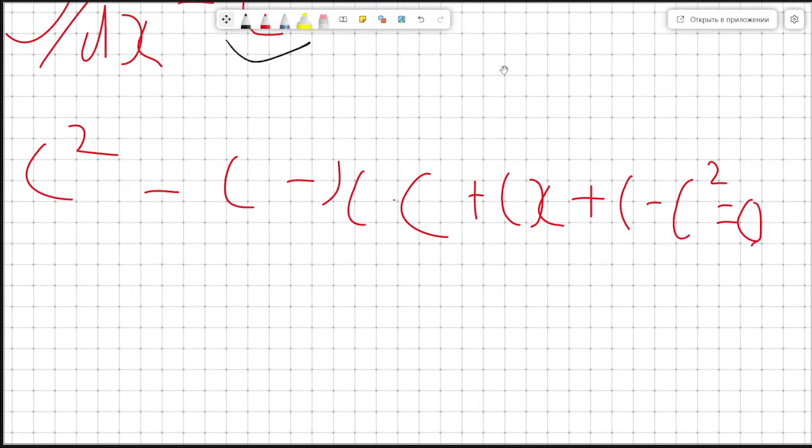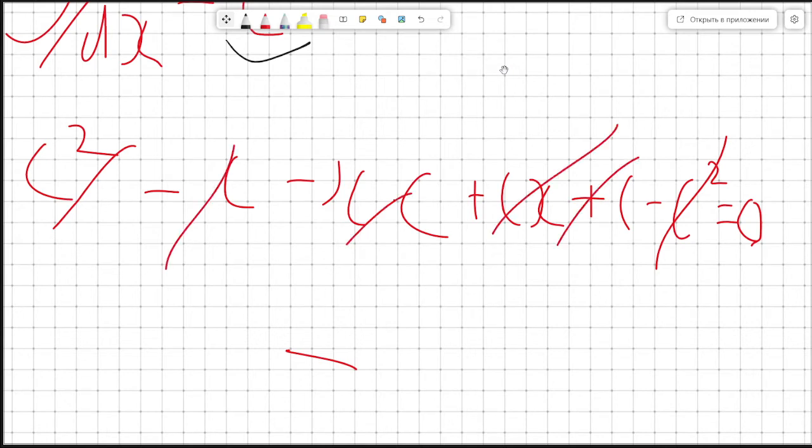Look, equal or not? c squared minus x and plus x and plus c and minus c, minus c squared, and we have 0 equals 0. Good, very good. I give you 5 for it. Grace Bishop, I give 5 for you, and we continue.